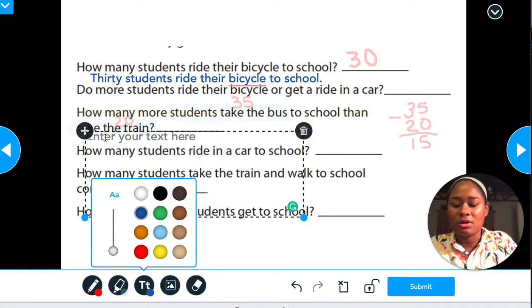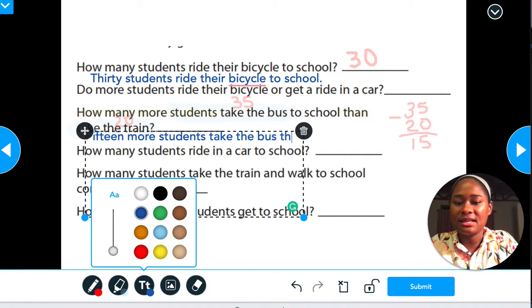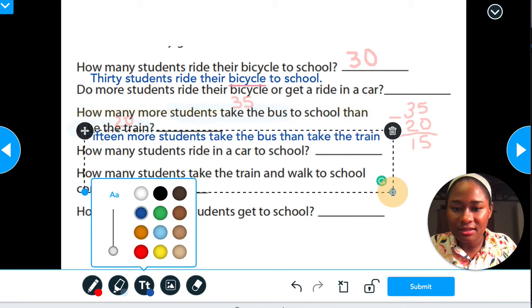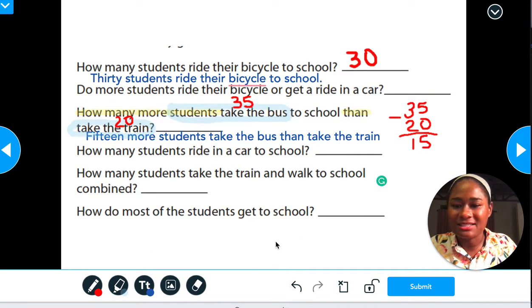And because we're all Rockstar students, I'm going to type it out just like you would. 15 more students take the bus than take the train. Awesome.